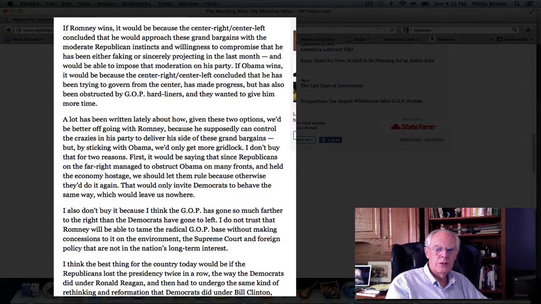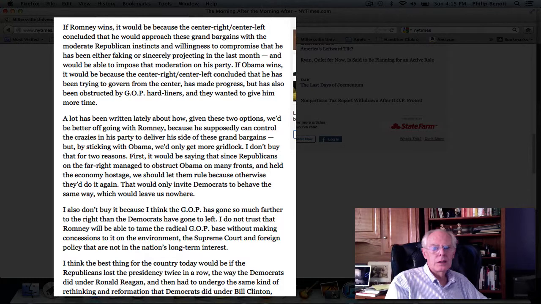If Romney wins, it would be because the center-right, center-left concluded that he would approach these grand bargains with the moderate Republican instincts and willingness to compromise that he has been either faking or sincerely projecting in the last month, and would be able to impose that moderation on his party. Perhaps you could argue that the word faking is less formal and conversational, again, an accessible kind of thing. He's either been faking it or he's sincere about it, okay? But otherwise, a pretty straightforward sentence.